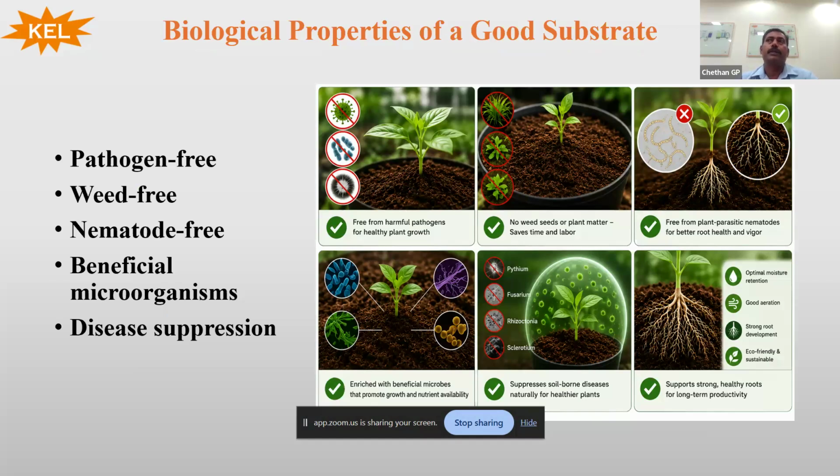So far, we have discussed physical properties and chemical characteristics of the substrate. Equally important are their biological properties, which have a direct impact on root health and crop productivity. Unlike field soil, a high quality substrate should be free from weed seeds, soil-borne pathogens, nematodes, and harmful contaminants also. These unwanted organisms compete with the crops for nutrients and or attack the root systems, reducing plant vigor and increasing production costs.